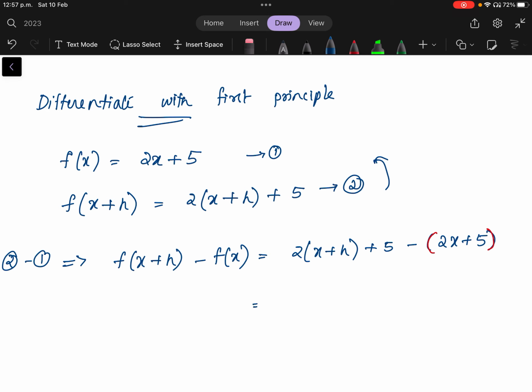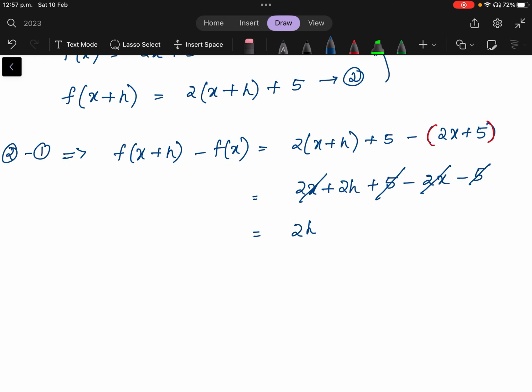Okay, so that's why I put this minus here, and I'm going to expand this, which will be 2x plus 2h plus 5 minus 2x minus 5. Remember, this is a minus. Many people make that mistake there. Since there's a bracket here, you have to apply the negative sign to both the values, so that is why we get minus 5. Now this 2x and this 2x will cancel, this 5 and this 5 will cancel, and you get 2h. Okay, now I'm going to divide this by h. So on the left hand side it will be f of x plus h minus f of x over h, that's equal to 2h over h, which is equal to 2.